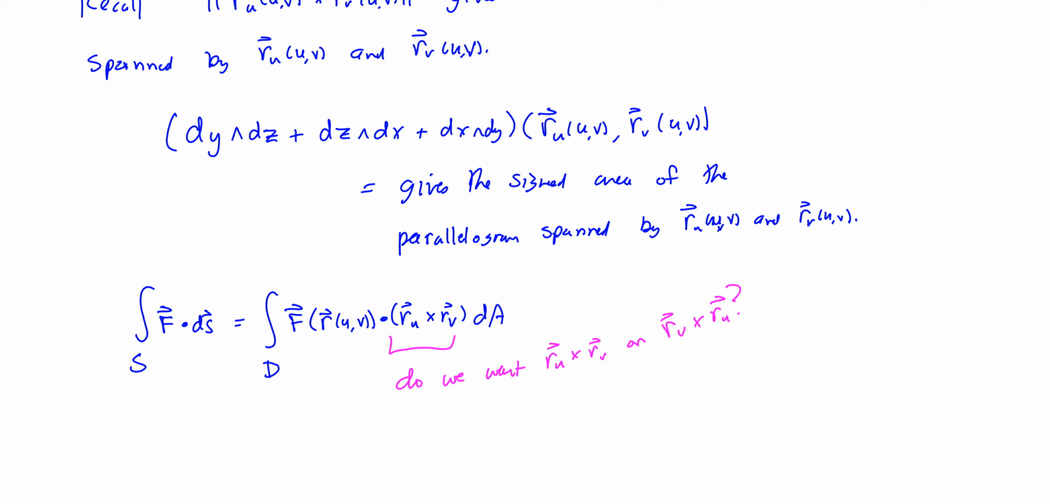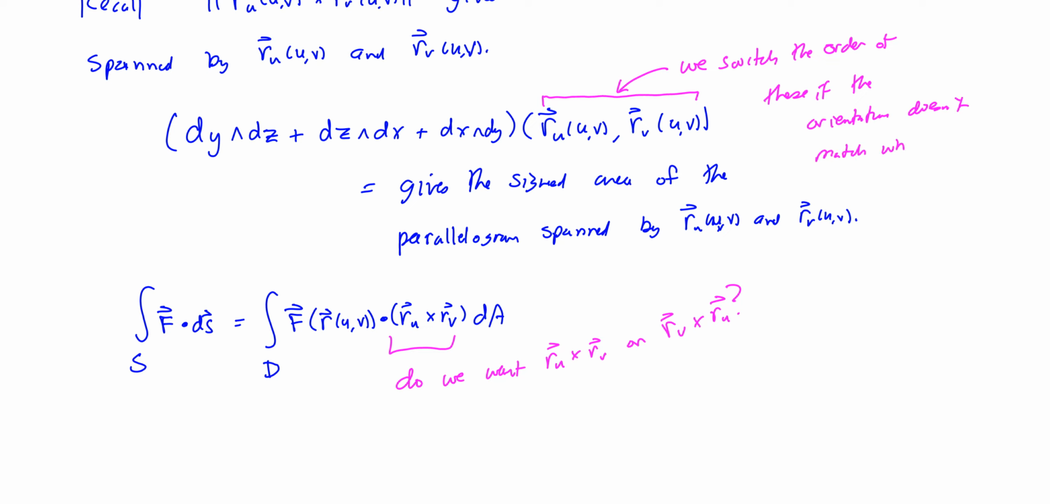So how does that correspond to above? Well, in this version up here, we switch the order of these if the orientation is wrong. So we'll see an example of that in a few minutes, but switching the order there is the same as switching the order of the cross product in the vector field form of this.